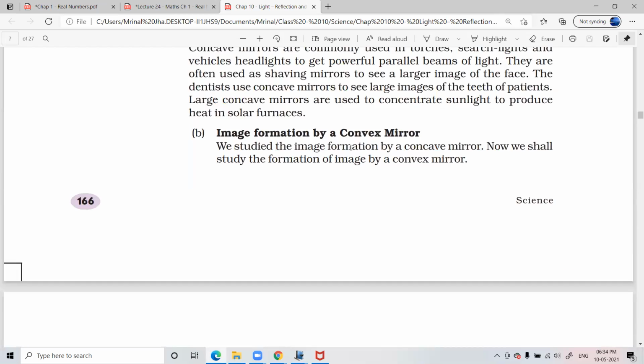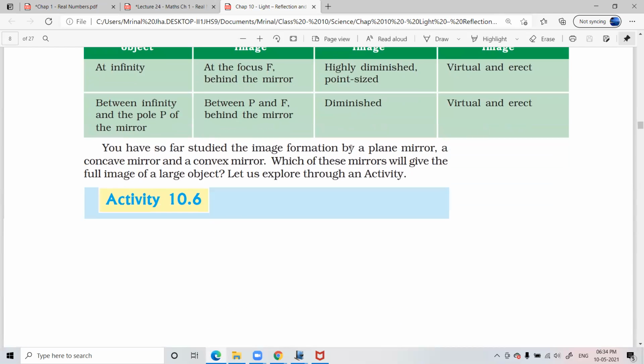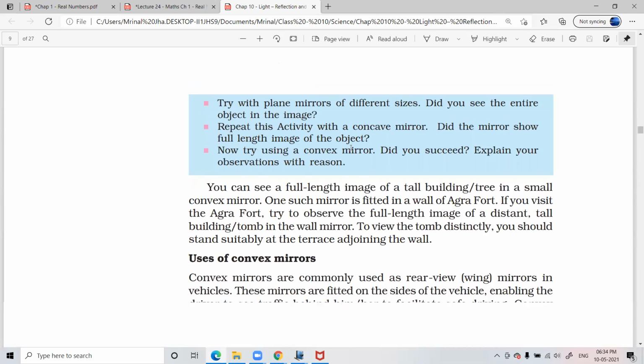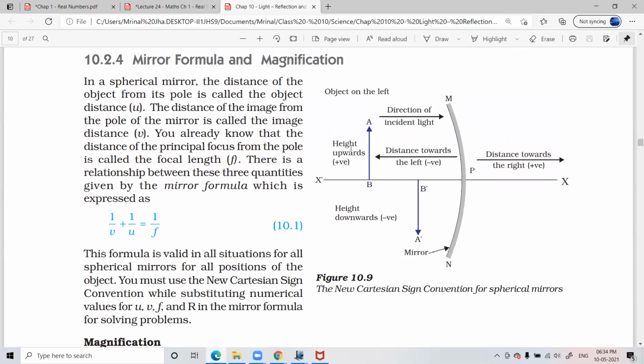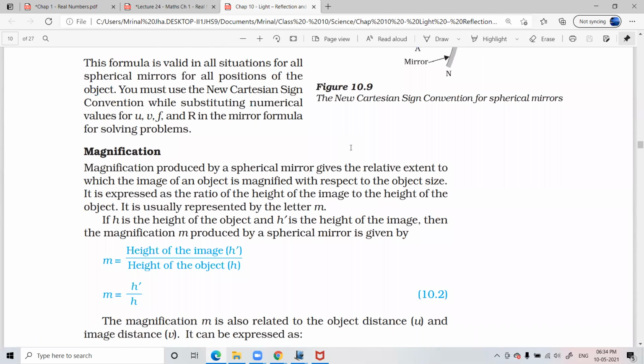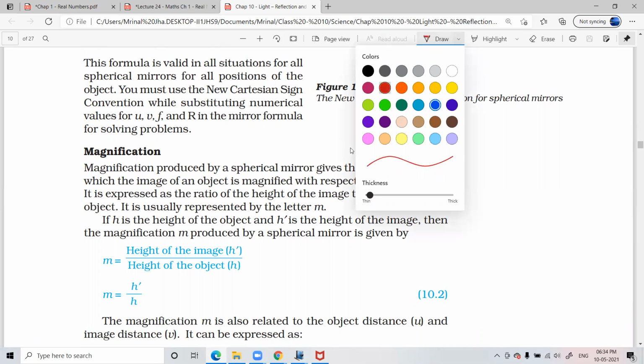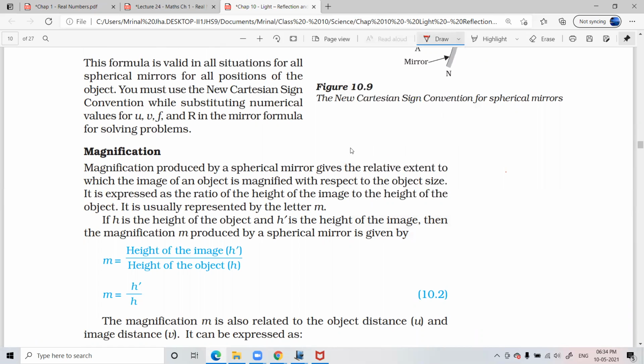Sir, can you once again repeat what you said? Yeah, what we are going to study next is the magnification formula. That will help us understand the magnification, or how big or how small something is, about the size of the image. Okay, magnification. Yes, sir.